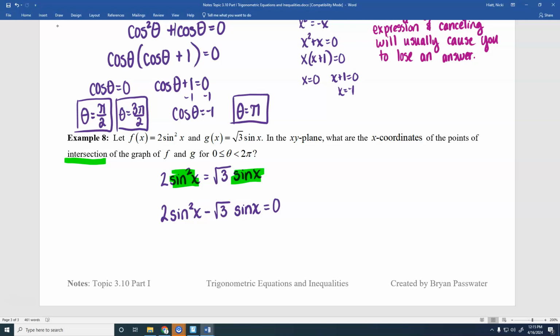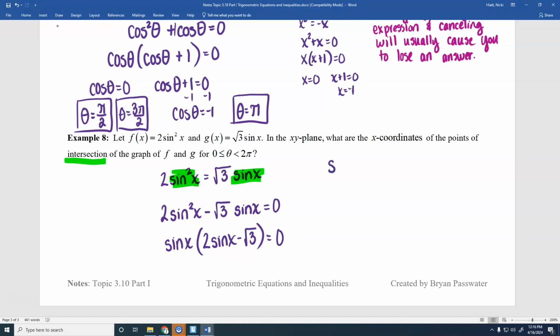Okay, I need to factor that. How am I going to factor it? Pull out a sine x, because they both have sine x's. So sine x on the inside, I'll be left with 2 sine x minus the square root of 3. That'll equal 0.